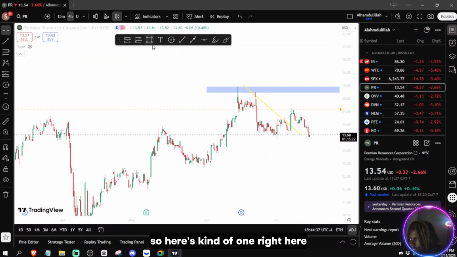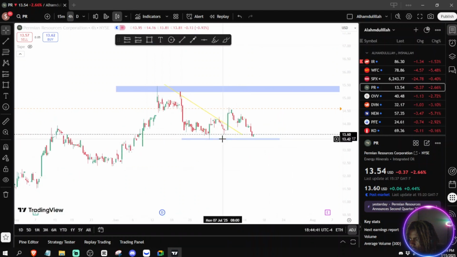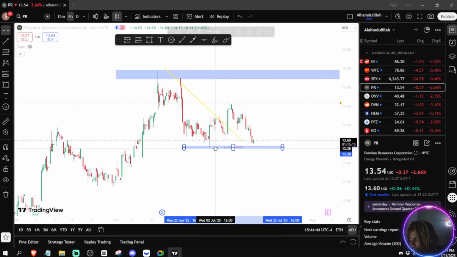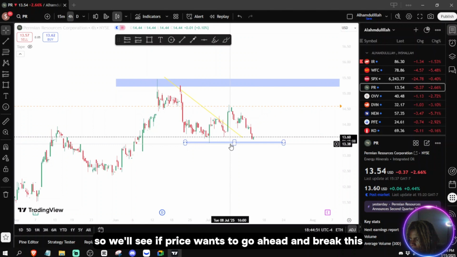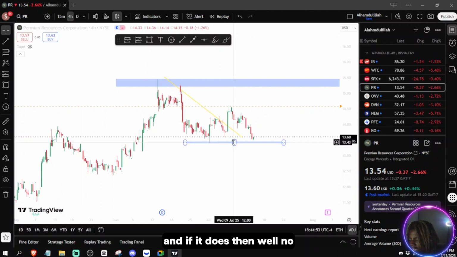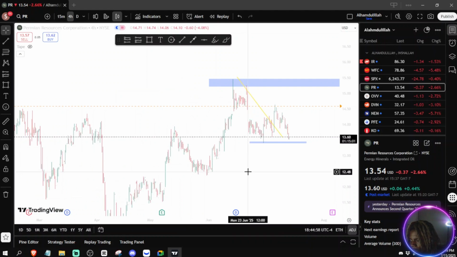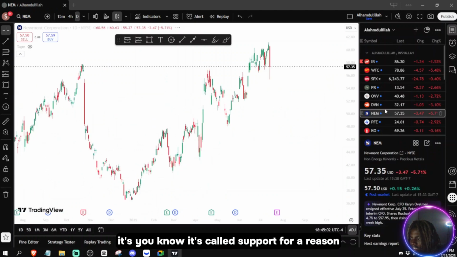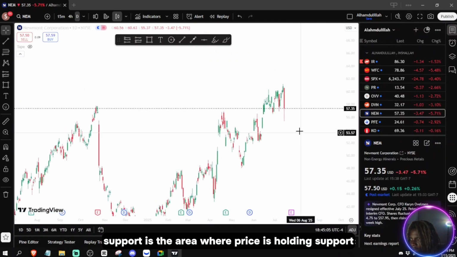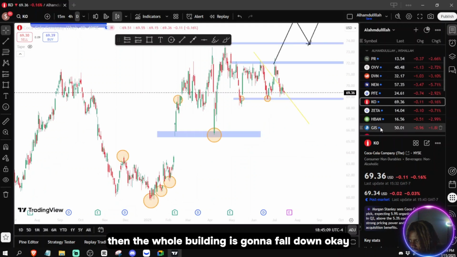So here's kind of one right here. So this one right here kind of created some good support here. So we'll see if price wants to go ahead and break this. And if it does, then we'll know price might want to go ahead and continue in a lower formation. Okay. So supports are going to be the thing. It's called support for a reason. Support is the area where price is holding support. And if supports get broken, then the whole building is going to fall down.